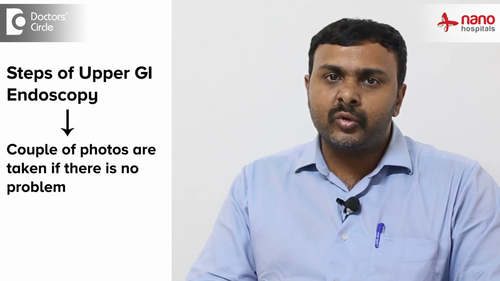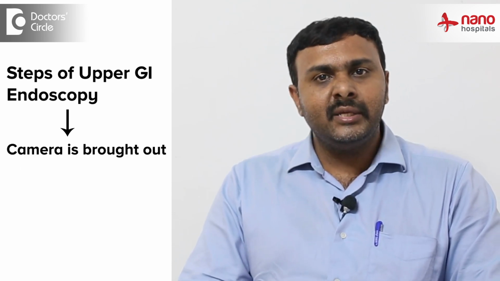If some abnormality is found inside the GI tract, then a biopsy could be taken to take a sample of the problematic area and send it to the lab for testing. If there is no problem, the endoscopist will take a couple of photos and the camera is brought out. The entire procedure for the upper GI endoscope will take about 3 to 5 minutes and it is relatively comfortable after the endoscope is done.